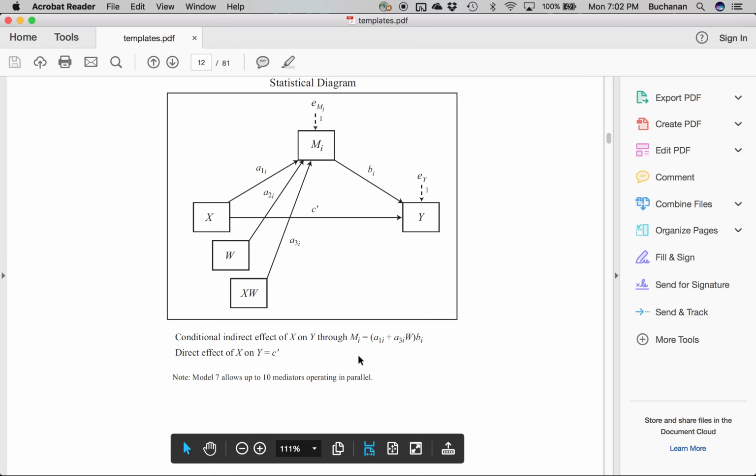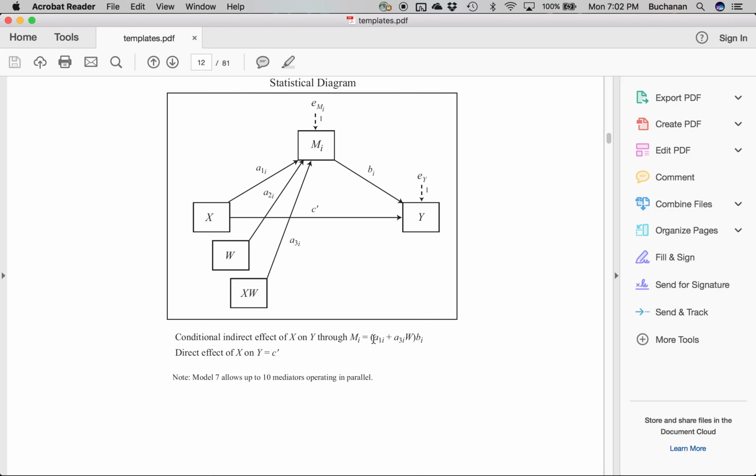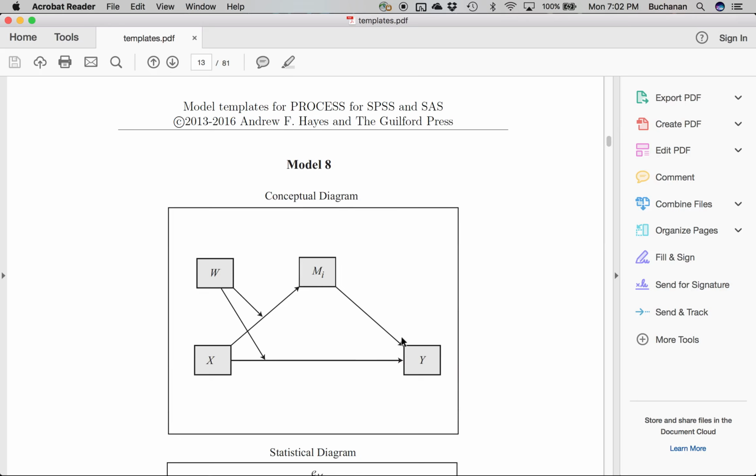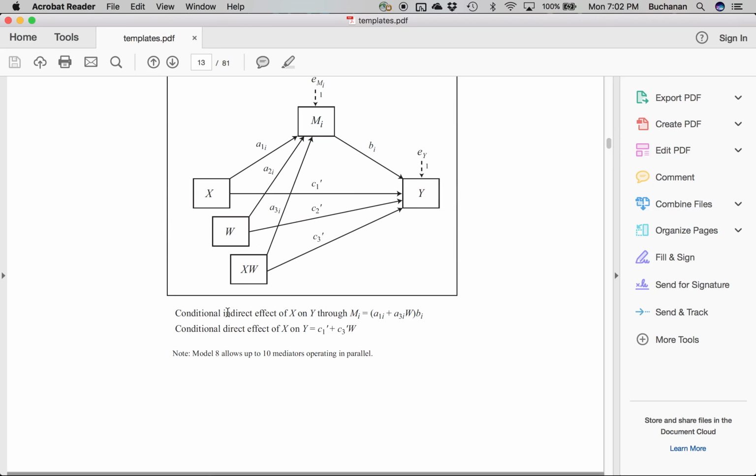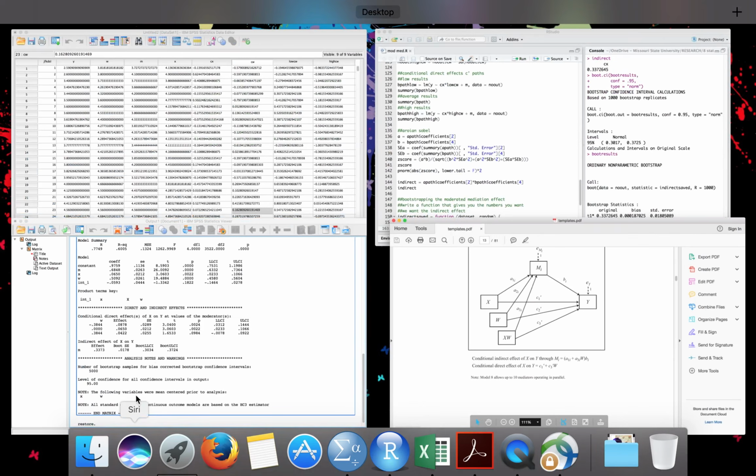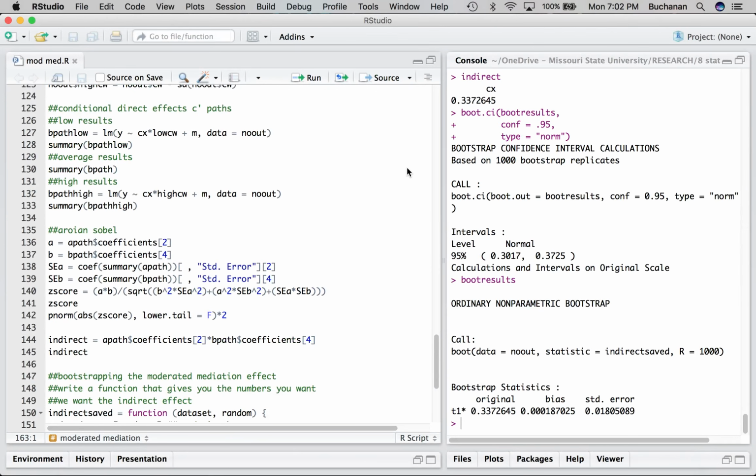So for this particular one, you might have to calculate one for each slope. And so that's going to be where it gets tricky, is when you have these multiple interactive paths. But you can take the code that I've already written and apply that to be able to get these conditional indirect effects to see if you have moderated mediation.